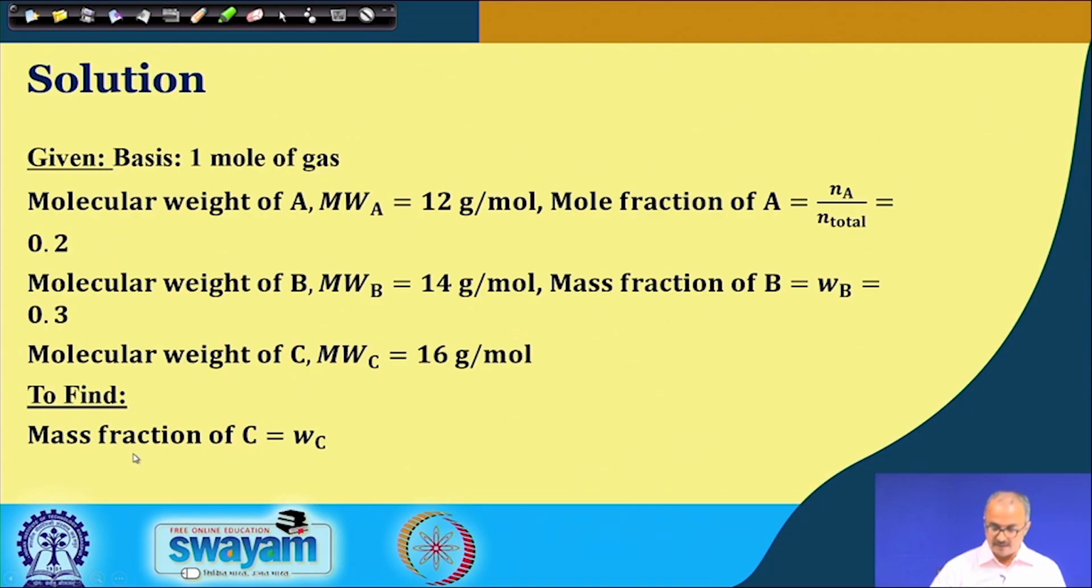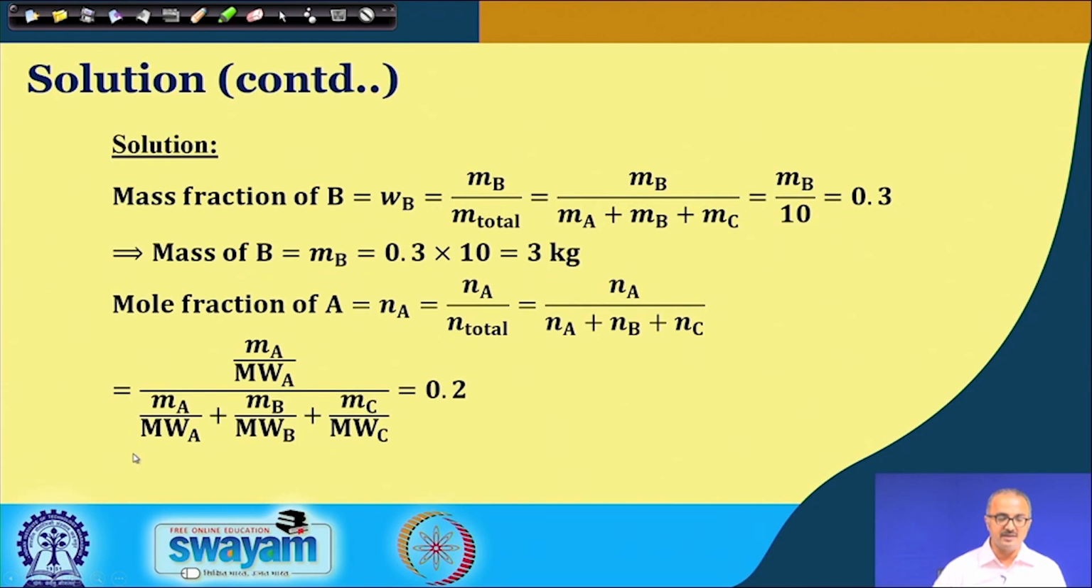Okay. Now, we have to find the mass fraction of component C. So, what do we do? We first look at the mass fractions. We write the mass fraction of B as the mass of B divided by the total mass of the system, which is given as 10 kg, and here it is 0.3. That means the mass of B is 3 kg. Now, the mole fraction of A is given as the number of moles of A divided by the total number of moles, and the total is Na plus Nb plus Nc.